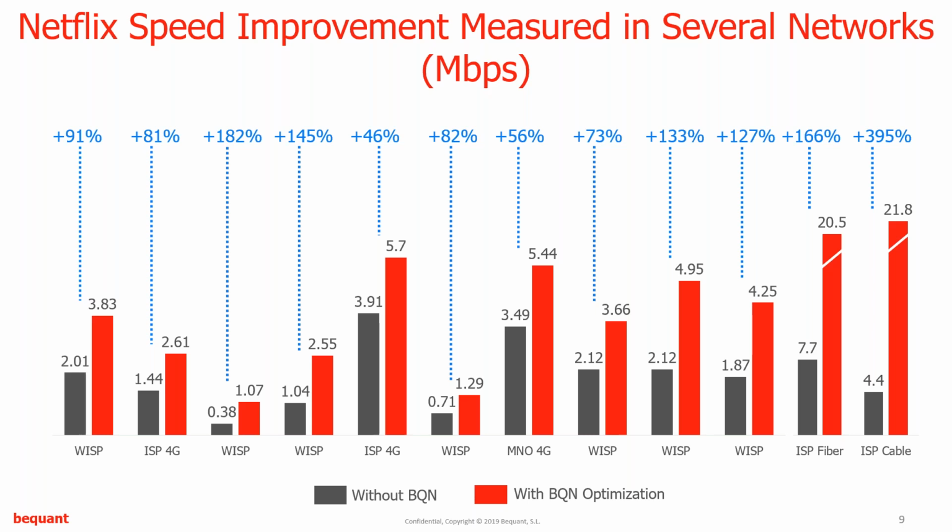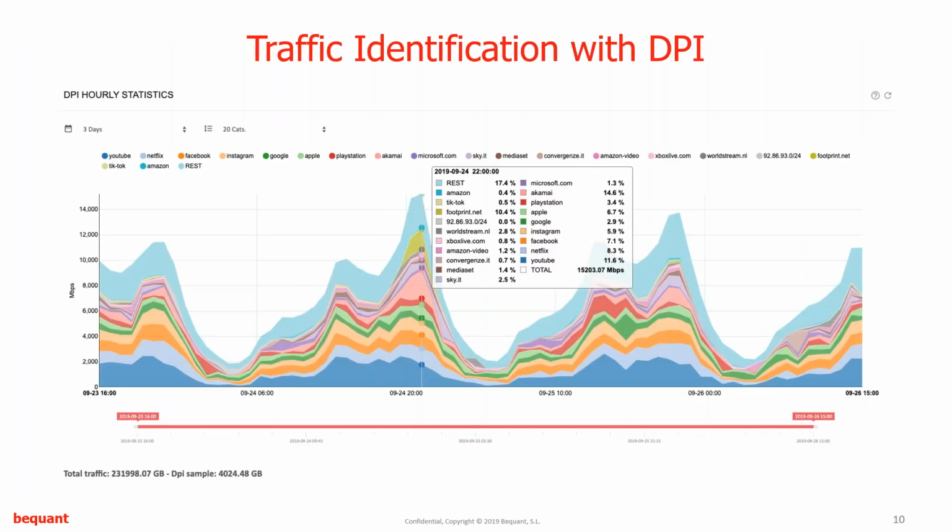So this is all that I'll tell you for now about acceleration and TCP optimization, how we improve the speed in your network. Now, the other function that we can perform is to analyze what is going through your network. For instance, here is an example of what we can show you. This is a fairly large wireless ISP in Italy. It has a peak throughput of 14 gigabits per second.